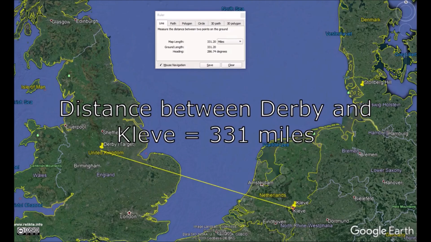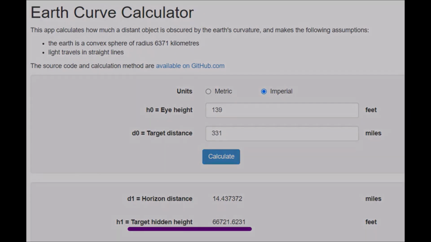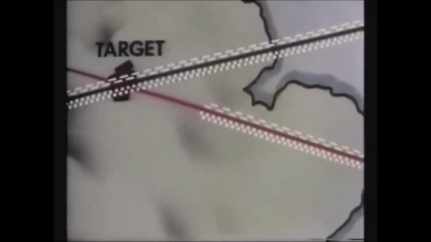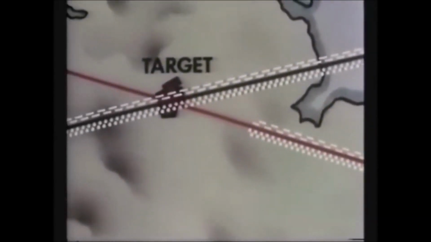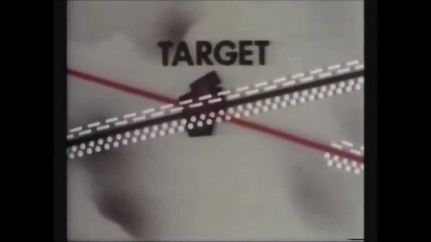The other transmitter was in Kleve. It only has an elevation of 39 feet combined with a 100-foot tower. 139-foot height with a distance of 331 miles means that the curvature of the Earth would hide 66,722 feet. In other words, under the globe, a German bomber would need to be higher than 118,425 feet to be within the line of sight of the Knickebein system.